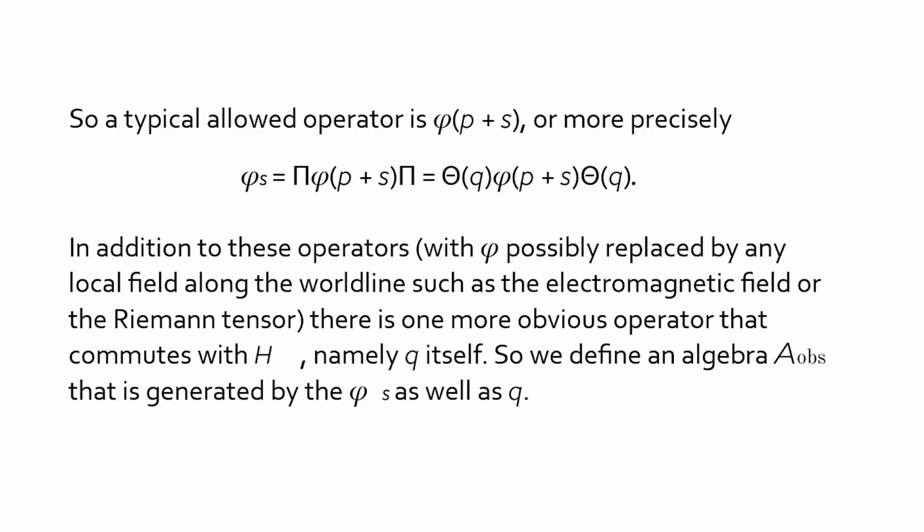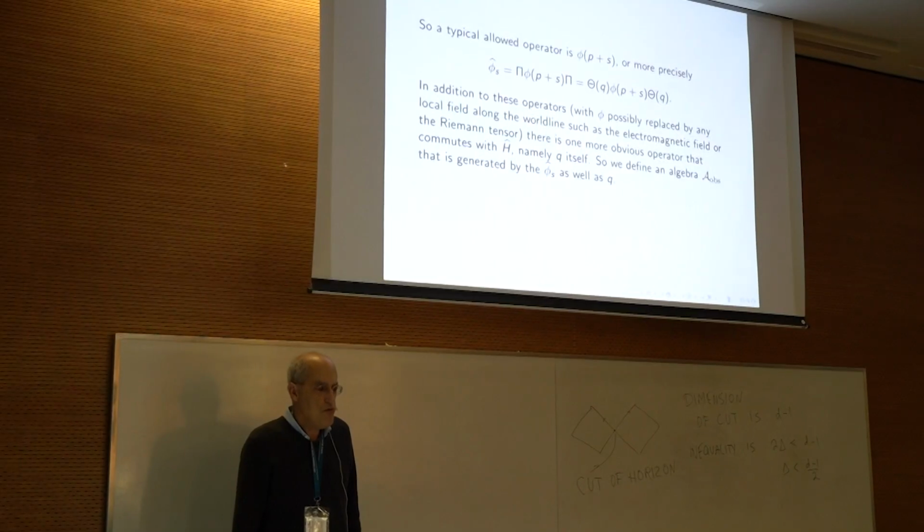In addition to these operators with phi possibly replaced by any other local field along the world line, there's one more obvious operator that commutes with h hat, namely q itself. So we define an observer algebra A sub observer that's generated by the phi hat s as well as q.